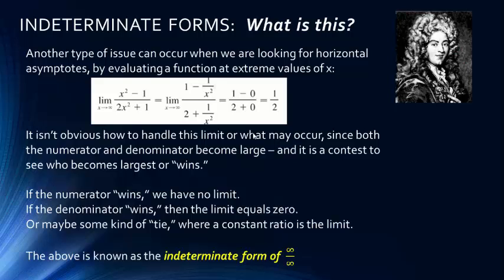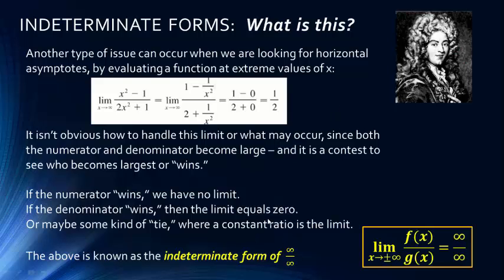So this form is known as the indeterminate form of infinity over infinity. So now we have two forms. If the numerator goes to 0 and the denominator goes to 0, that's 0 over 0, the first indeterminate form. If they both go to infinity, then we have the second indeterminate form of infinity over infinity.